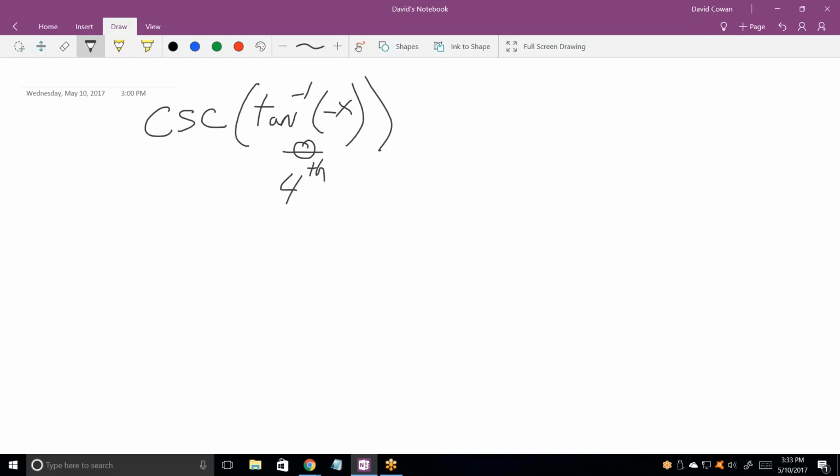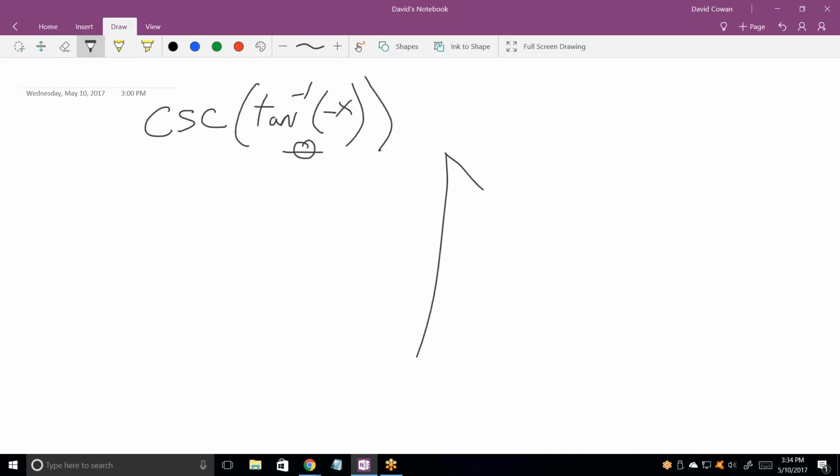You see why it's got to be a fourth quadrant angle? Well, it has to be. It's because the argument on inverse tan is negative, and it has to be between negative pi over 2 and pi over 2. Well, first of all, let's start again. Let's not talk about the quadrant yet.